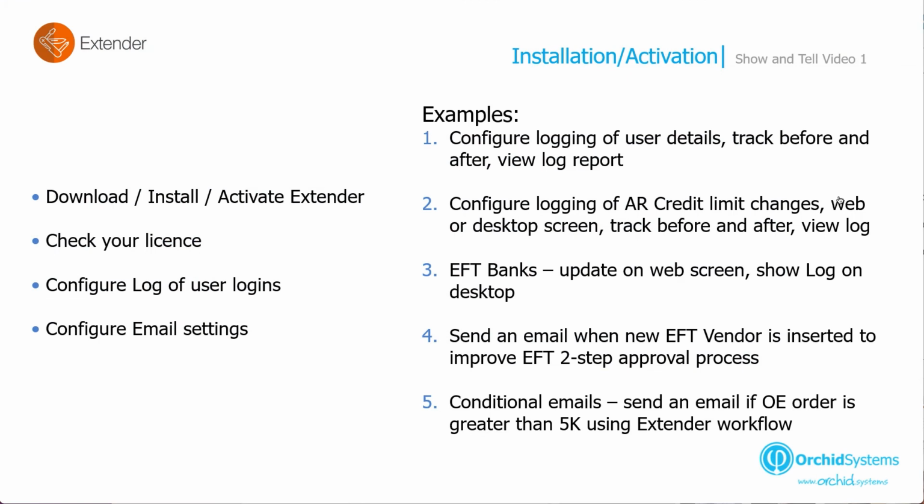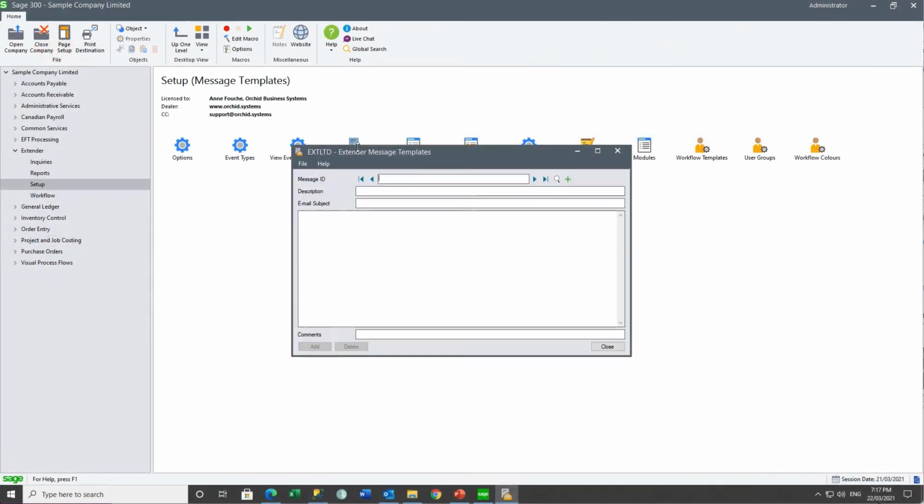In this next exercise, we're going to configure Extender to send an email to Steve every time a new EFT vendor is created. So Steve knows to go ahead and activate the EFT vendor record. For this notification, first of all, we need a message template. So this is the email message template when an EFT vendor is created or amended. And just copying from Notepad to save typing. And we can include fields from the record that's being amended in both the email body and in the email subject.